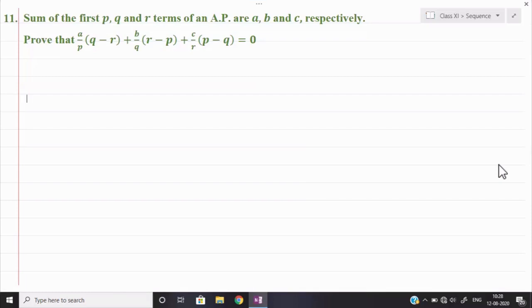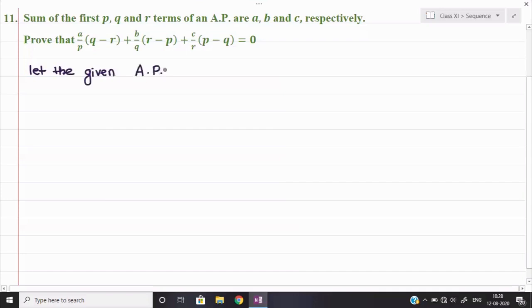Okay, so here we shall mention, let the given AP be capital A, then capital A plus D, A plus 2D, and so on.